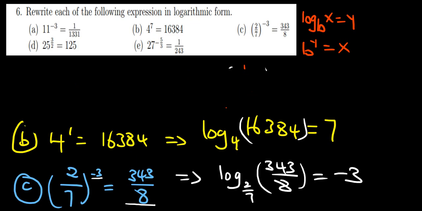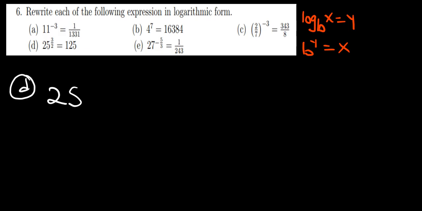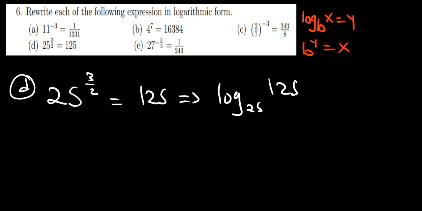Let's look at D and E. On D, we have 25 to the power 3 divided by 2 is equal to 125. So if we change this to a log, it will just be log of base 25, and then I have 125 is equal to 3 divided by 2. So we are using this rule here. Alright, let's convert the last one.